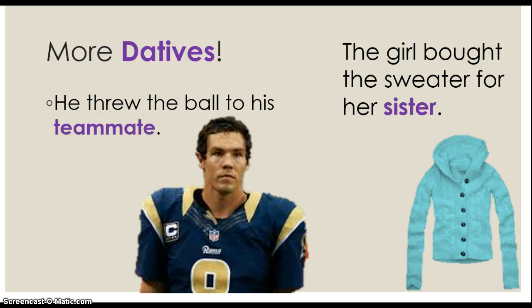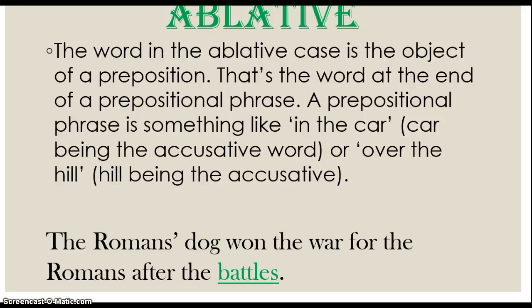In the sentence, the girl bought the sweater for her sister. What did the girl buy? The sweater. Who did she buy it for? Sister. That means the sister is in the dative.